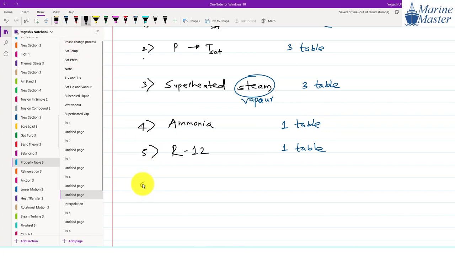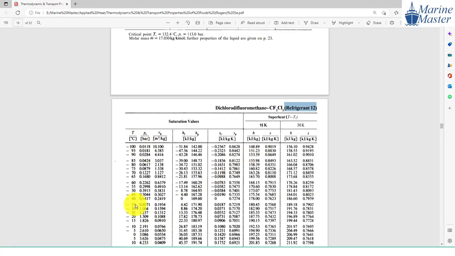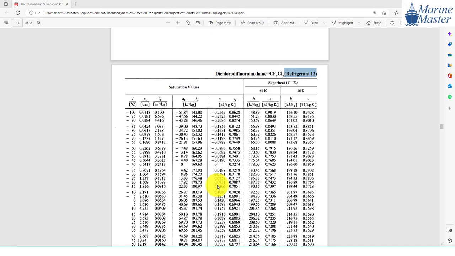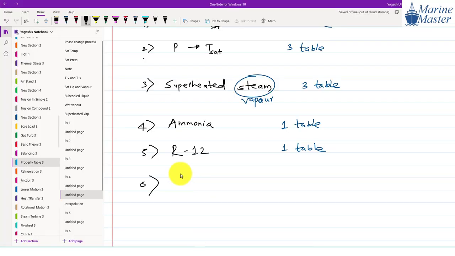Then the sixth and last one which is important to us is R134A, tetrafluoroethane. R134A means refrigerant R134A. We will write it in short form as R134. In the exam also they will give you R134A like that. So the last table is R134A, and it is one table. So these are the few important tables for us.